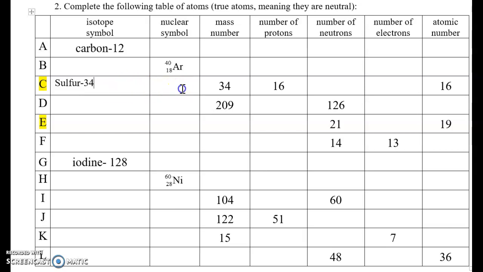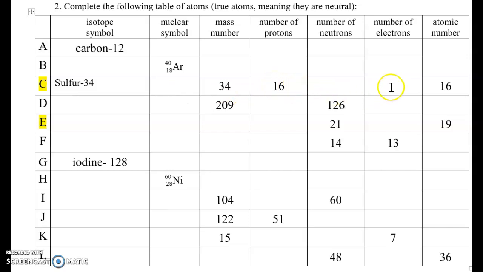So that's all done. The nuclear symbol is also all done. I can't format it here, so I'll just describe it. You'll have the capital S as the elemental symbol for sulfur. Upper left is the mass number, which is 34, and lower left is the atomic number, which is 16.